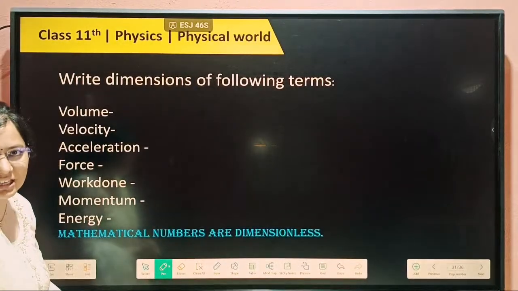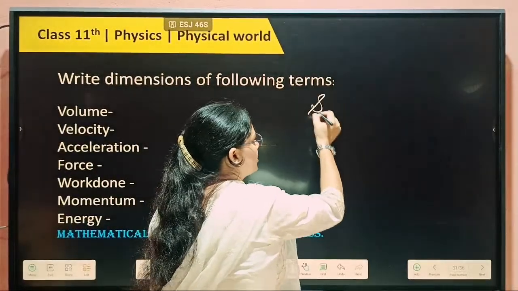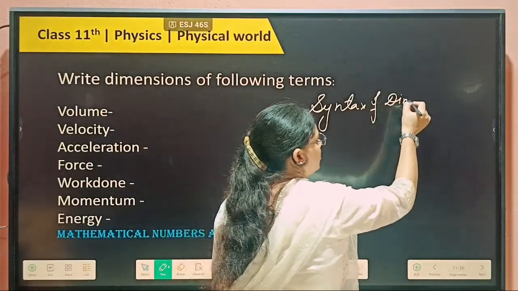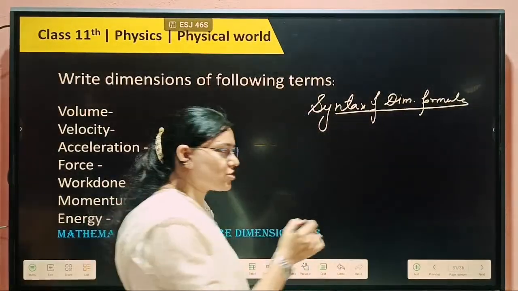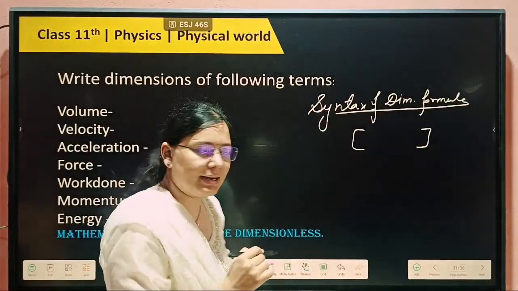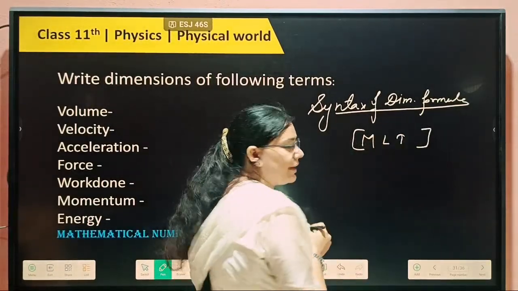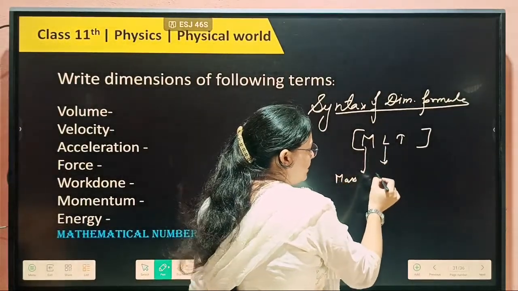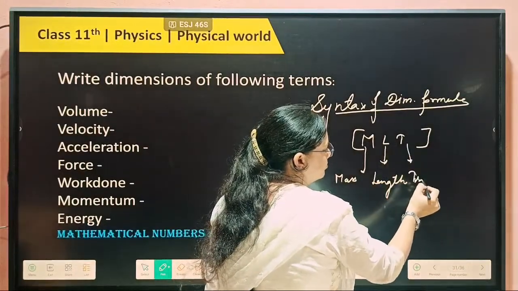Here different quantities are given. Then how can we write the dimension formula? First I am telling you the syntax of the dimension formula of any quantity. First of all we take a square bracket, and inside the square bracket we write M, L, T. M stands for mass, L stands for length, and T stands for time.